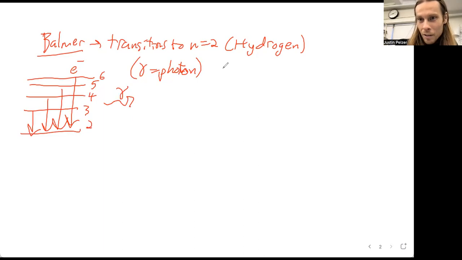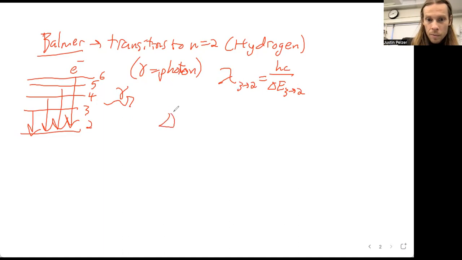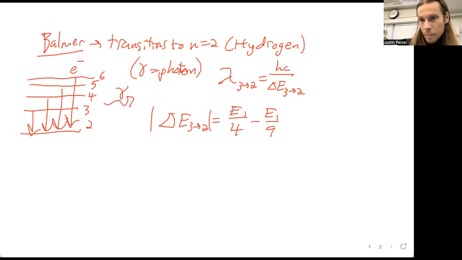So what are these wavelengths? Well, the wavelength 3 to 2 is going to be hc over delta E 3 to 2. And delta E 3 to 2 is going to be E1 over 4 minus E1 over 9. Again, absolute value, just because we want the energy of the photon. We know the electron lost this amount of energy. This is also the amount of energy the photon gains. If that makes sense. You can pause and replay that if that conceptually doesn't make sense.